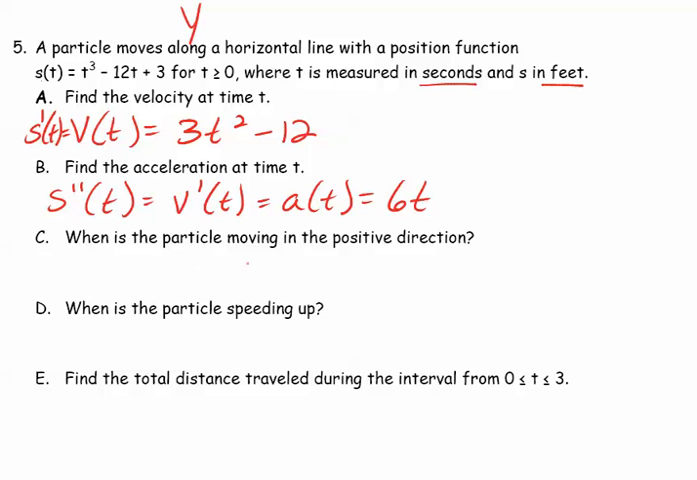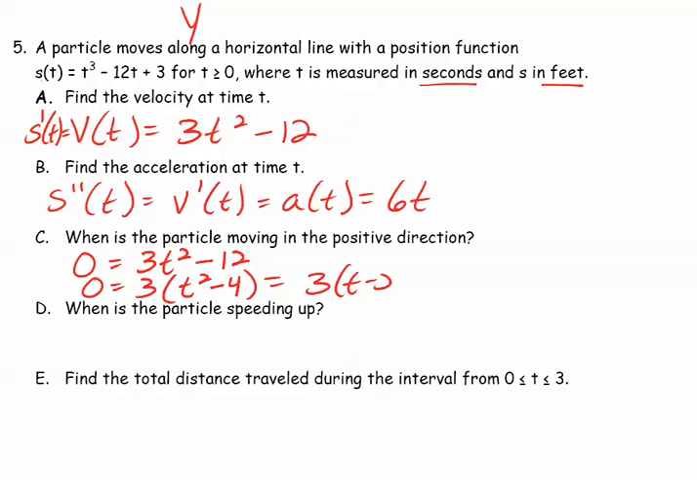And when is the particle moving in the positive direction? That would be the same as asking when is it moving to the right. So we want to find out when is velocity positive. So first let's find out when velocity is 0. So we could factor that 3, and then we'd have t squared minus 4. And that factors as t minus 2, t plus 2. So there are two critical numbers.